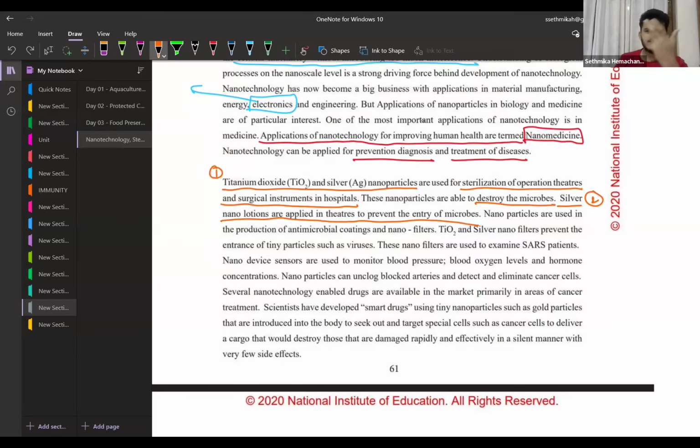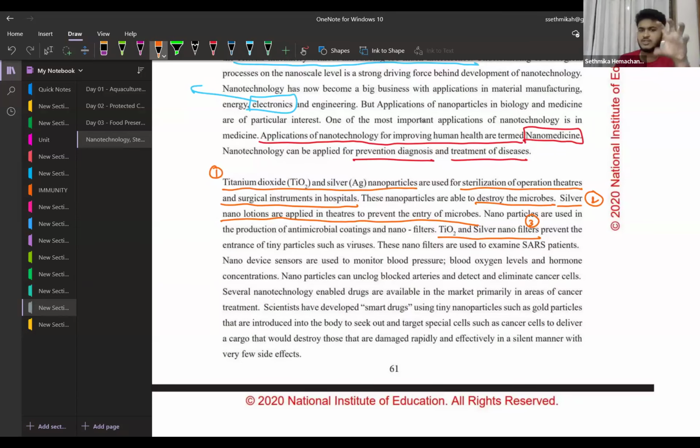Or microbes, viruses, or pathogens, right? So, what are the two types of nanofilters? Titanium dioxide and silver nanofilters, right? So, make a third deck, right? These nanofilters currently filter away the microbes. So just know that titanium dioxide and silver are very important for sterilization.